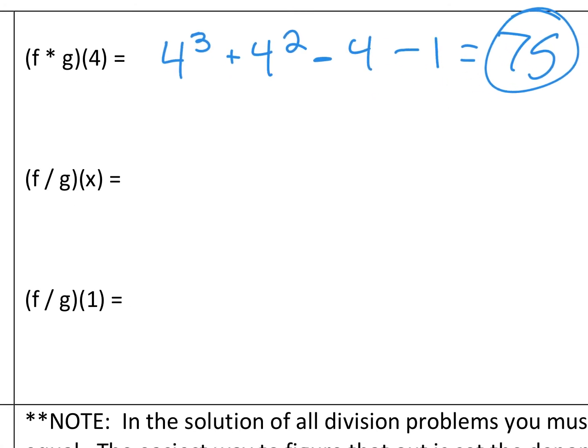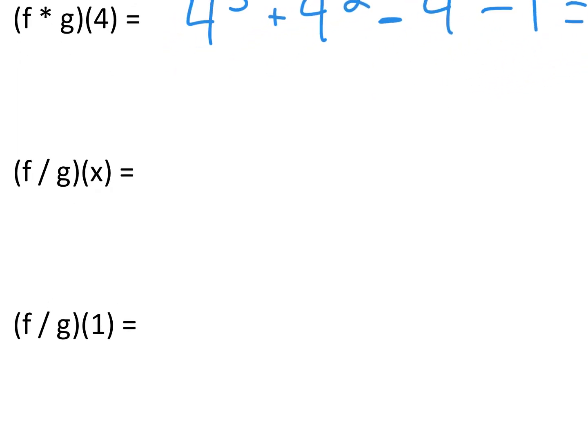All right. Last but not least, we have f divided by g of x. How would you set that up if we're just dividing the two? We just set it up as a fraction, right? Can't we just put the numerator over the denominator? Which one goes on the top? F of x. What is f of x? X squared minus 1. Okay, what goes on bottom? X plus 1. Okay. Anybody know how to factor x squared minus 1?